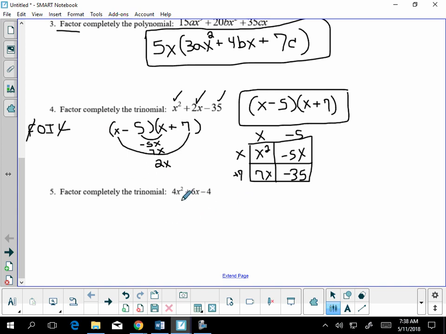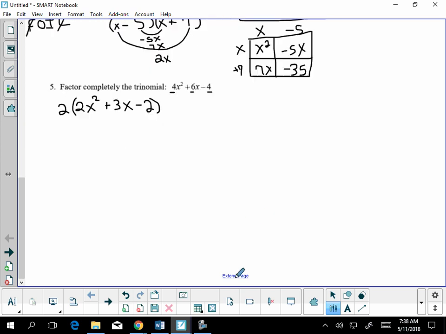All right, on number 5, I've got 4x squared plus 6x minus 4. The one thing I realize right away is, hey, that's even, that's even, that's even. I can factor a 2 out. And when I do that, I'm left with 2x squared plus 3x minus 2. All right, let's do the box method on this one first.